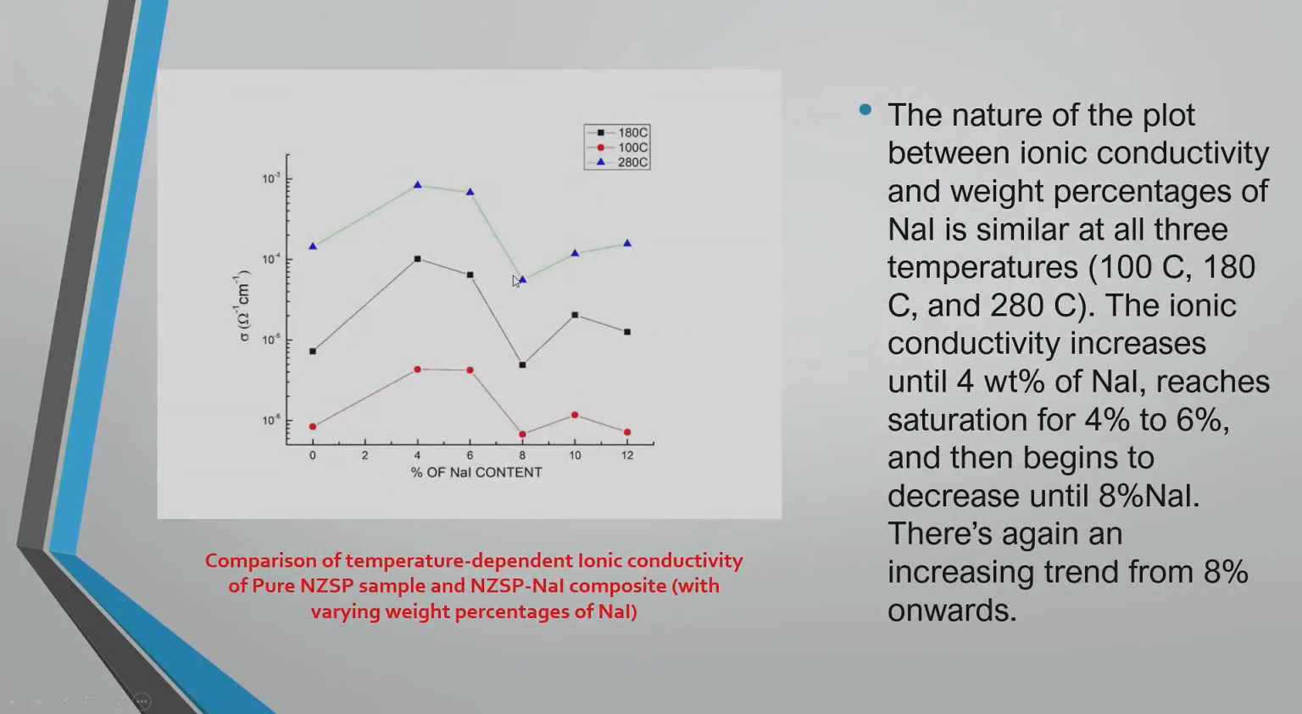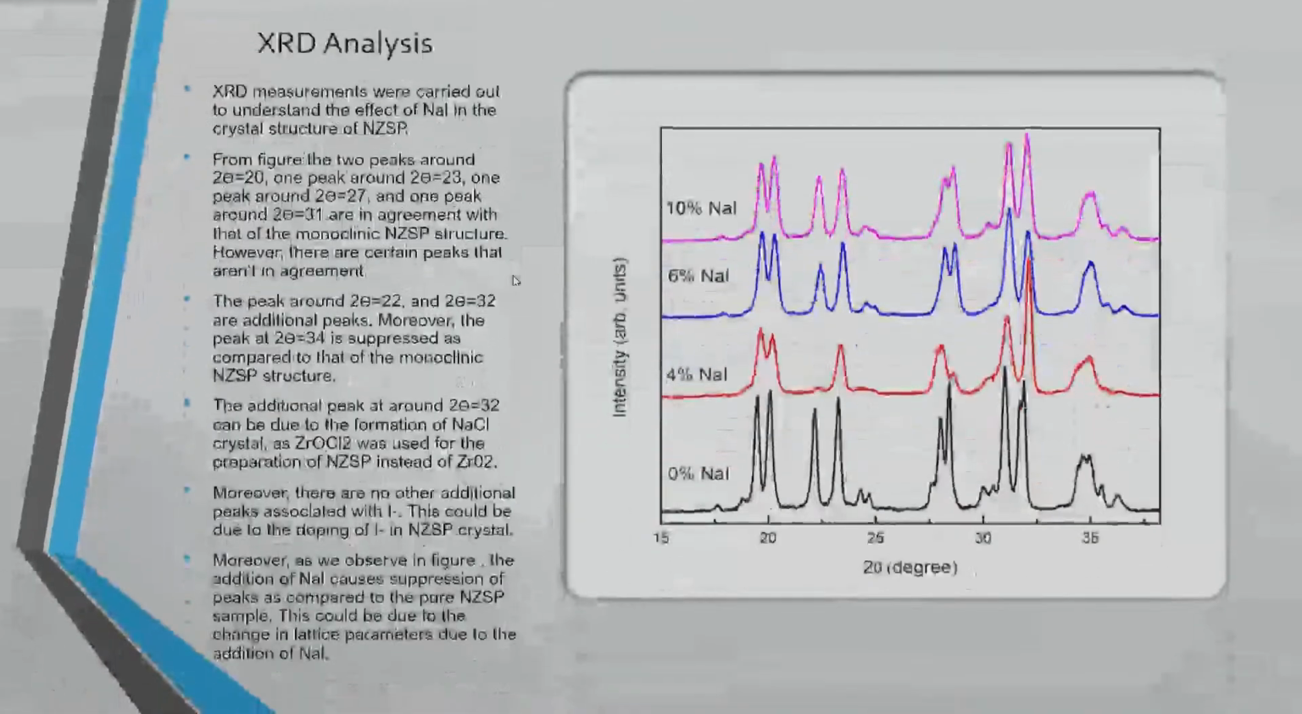So here comes the comparison of the temperature dependence of ionic conductivity of pure NZSP and NaI content based samples. We can see that most of the graphs show a similar nature, but there is an increase in conductivity as we increase the temperature. So here we can conclude that if we get a higher temperature, we can get a better conductivity.